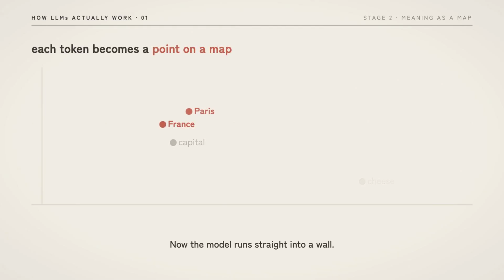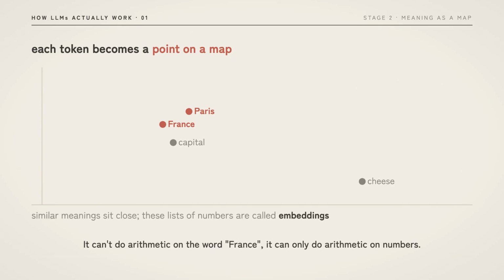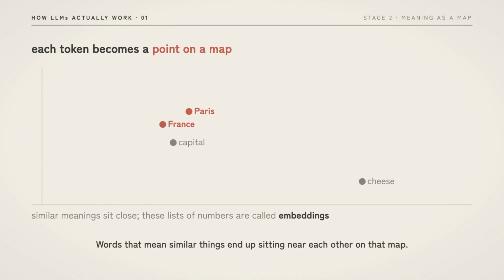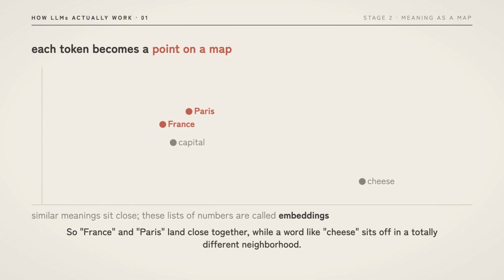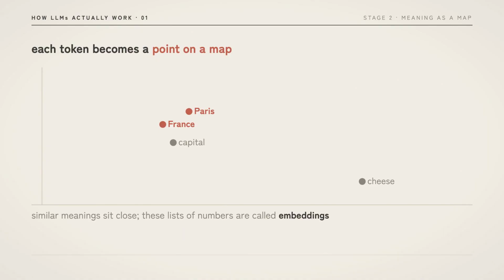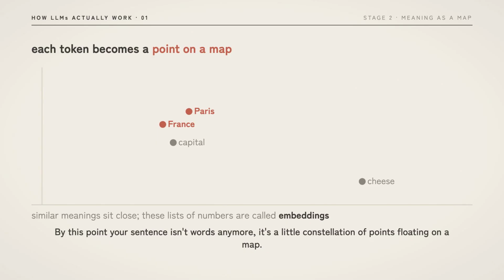Now the model runs straight into a wall. It can't do arithmetic on the word France, it can only do arithmetic on numbers. So every token gets turned into a long list of numbers, and the easiest way to picture that list is as a single point on a big map. Words that mean similar things end up sitting near each other on that map. So France and Paris land close together, while a word like cheese sits off in a totally different neighborhood. That is how the model writes down meaning as position, and those lists of numbers are called embeddings. By this point, your sentence isn't words anymore, it's a little constellation of points floating on a map.